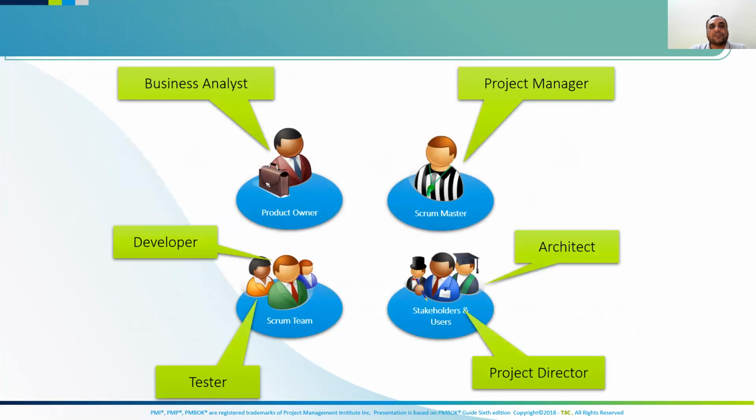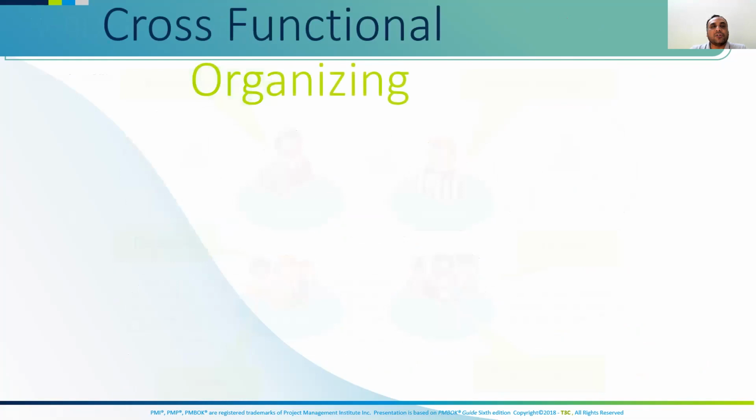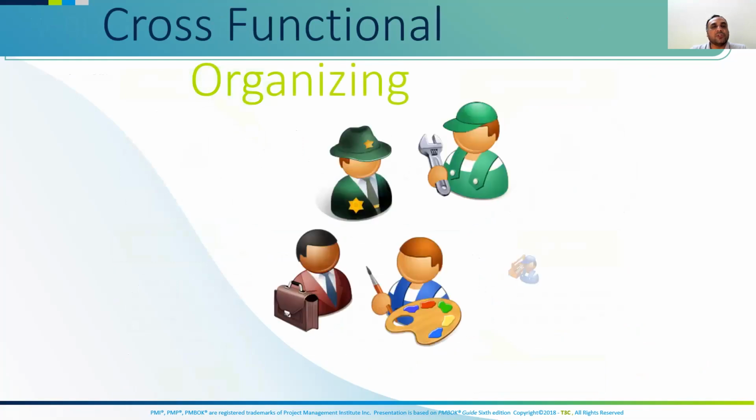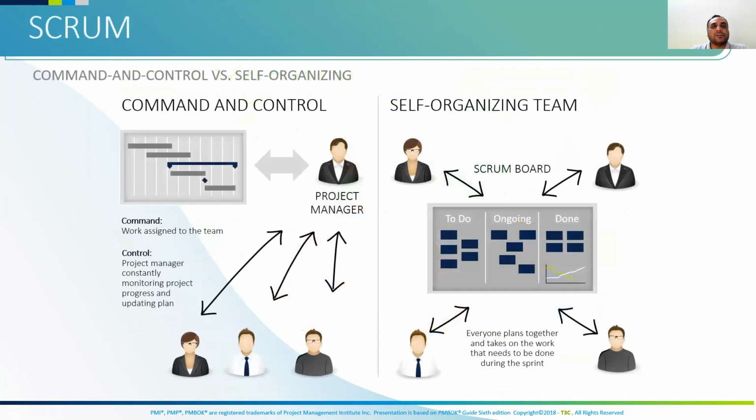So the whole team is what? A self-organizing, T-shaped team with multiple talents. We call them cross-functional. One can do one thing. So they are experts in one thing, but they can do other things by themselves.